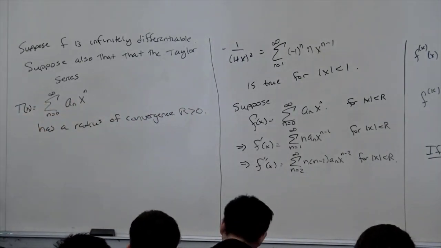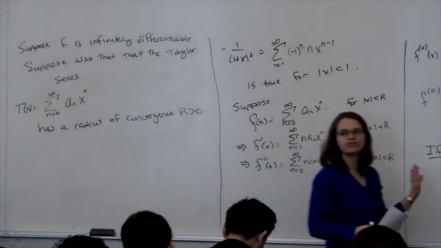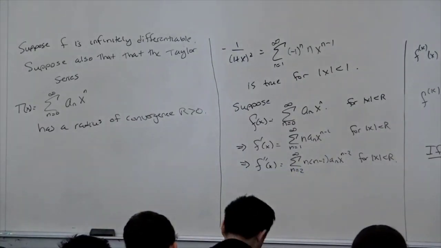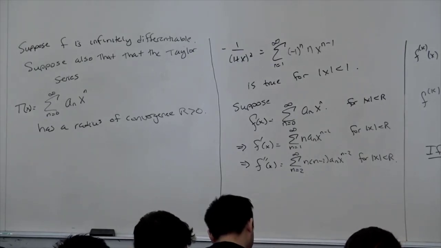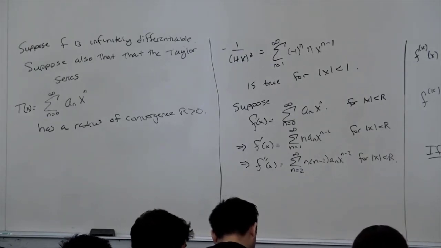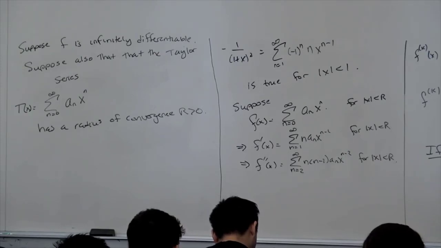Okay, so we have a function f that has all the derivatives, right? We see from this calculation that if we're going to be able to write down a power series, it must be the case that all the derivatives of f exist. It has to be infinitely differentiable. We won't be able to do this otherwise.